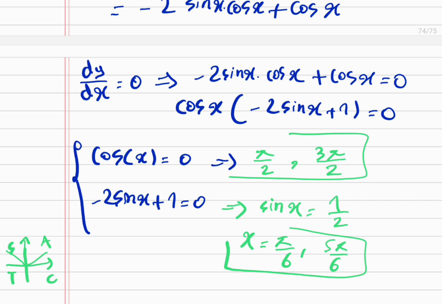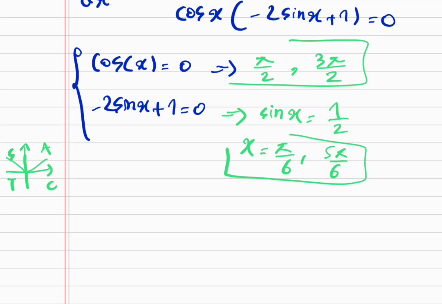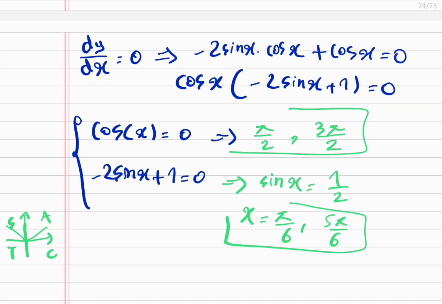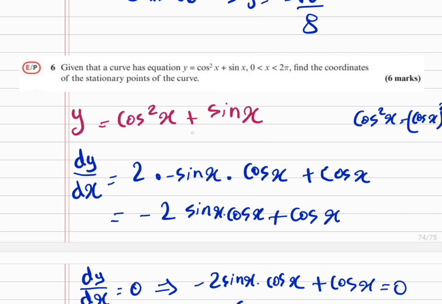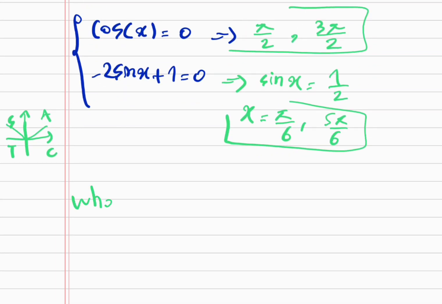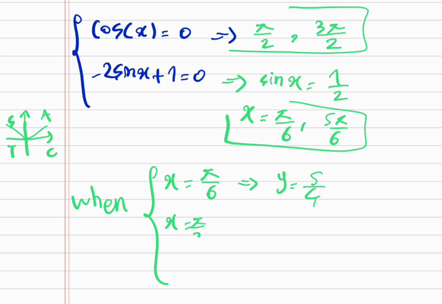Okay, now we have 4 different solutions, and for each of them we need to find the corresponding y coordinates, and all we need to do is simply substitute each of these x coordinates into the equation of the curve to get the corresponding y coordinates. So when x is equal to pi over 6, then y is equal to 5 over 4. When x is equal to pi over 2, y is equal to 1.